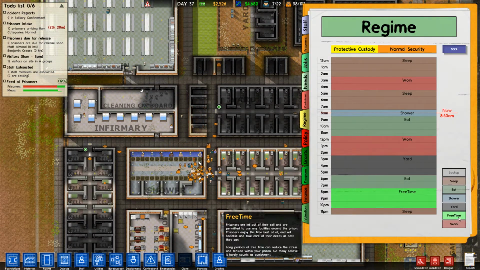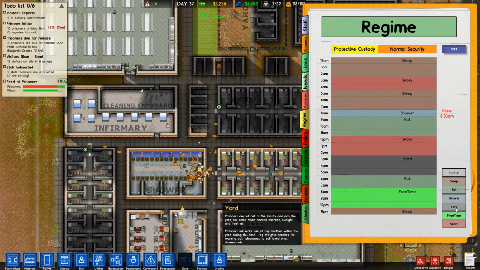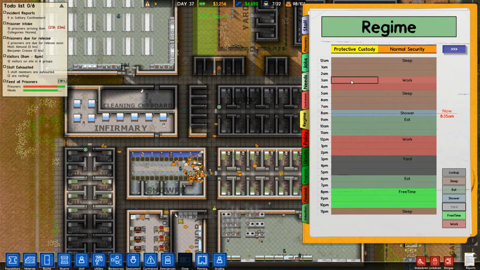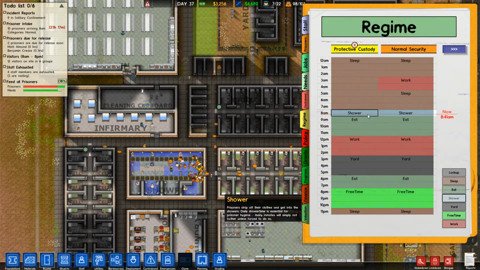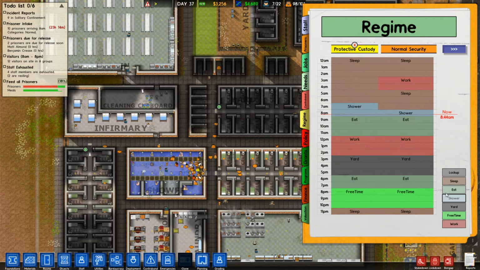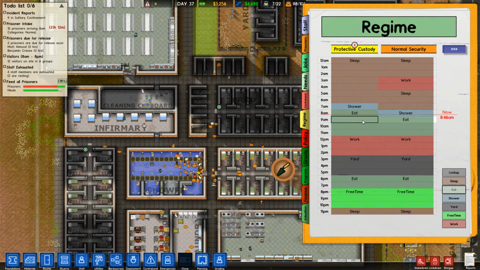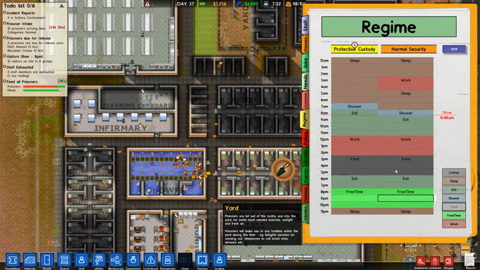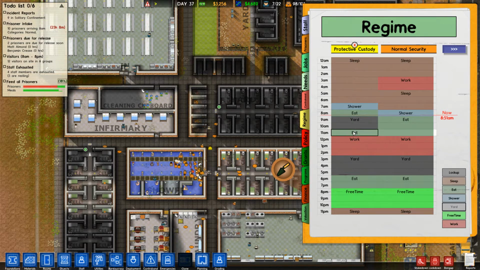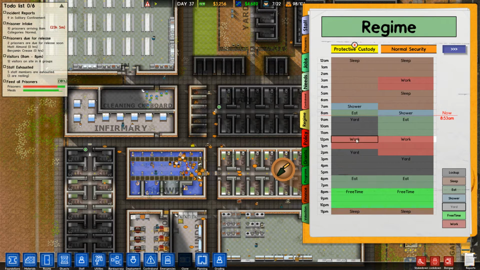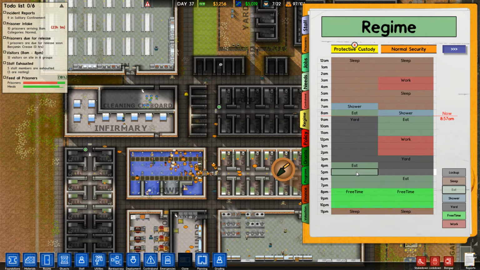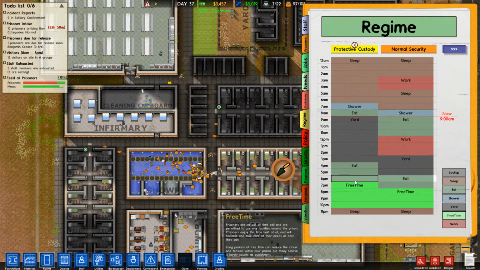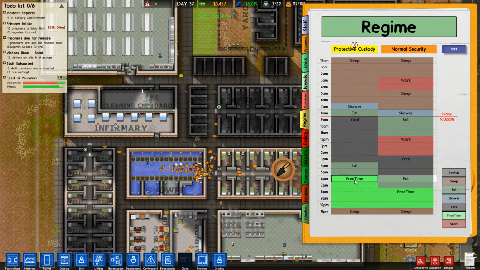Protective custody. I could have this guy doing something else. You're going to keep sleeping at that time. You're not going to shower with the rest of the population. You're going to shower earlier. You're going to eat earlier. Then you're going to be in the yard, just to avoid prisoners. Let's say I'm giving you a lot of yard time here. And I'm going to get you a bit more free time like that.